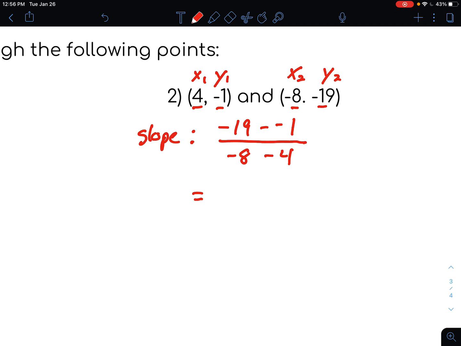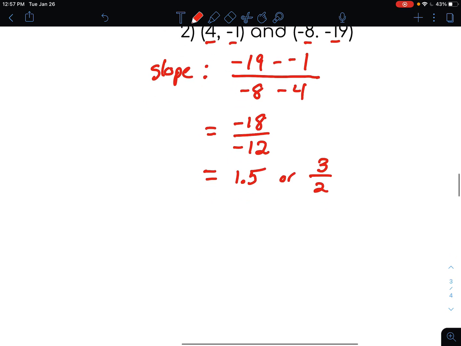Simplifying that now, negative 19 minus negative 1, remember, that really is the same thing as negative 19 plus positive 1. Negative 19 plus 1 is negative 18. Careful with that. Negative 8 minus 4 is negative 12. Be careful with that. If you divide two negatives, you get a positive. So this is the same thing as positive 1.5, or if you reduce the fraction, positive 3 over 2. Either way would be fine for writing the slope.